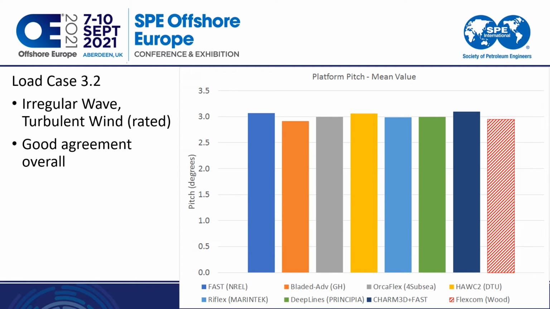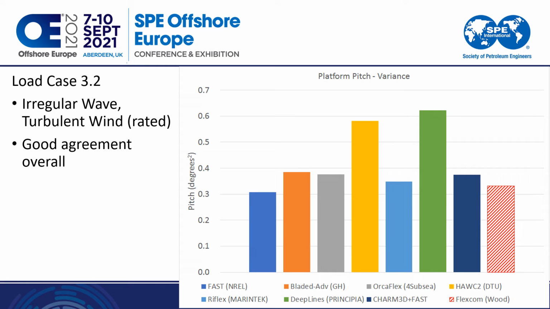The graph on the right there shows the mean value of the platform pitch as a function of time across all the software modeling tools, and there's very close agreement. So the mean pitch is about 3 degrees, and there's very close alignment between all the different modeling tools, which is reassuring for this turbulent wind input case.